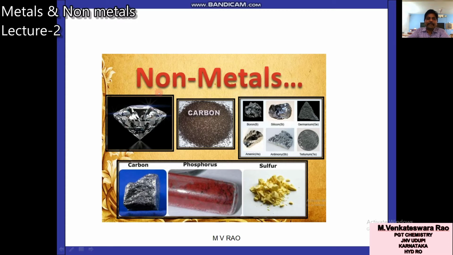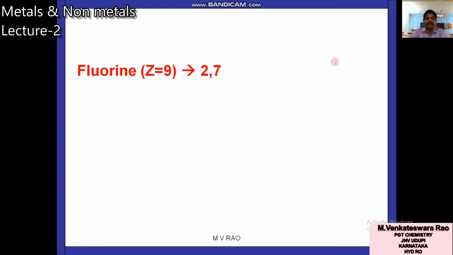You can see some examples of non-metals. This is a diamond. Diamond is one of the forms of carbon, so carbon is an example of a non-metal. Carbon, boron, silicon, germanium, arsenic, antimony, phosphorus and sulfur. This yellow colored powder is sulfur. All these are examples of non-metals.